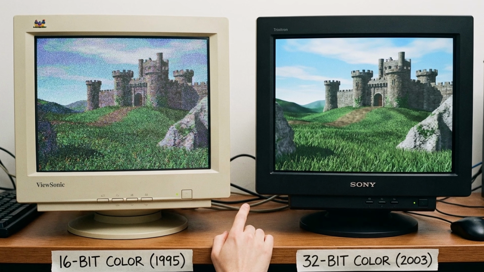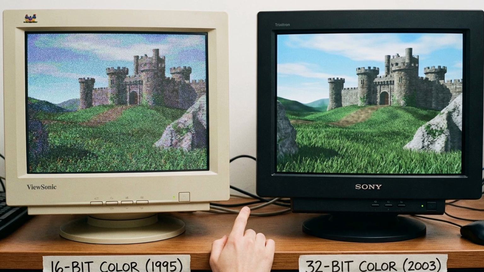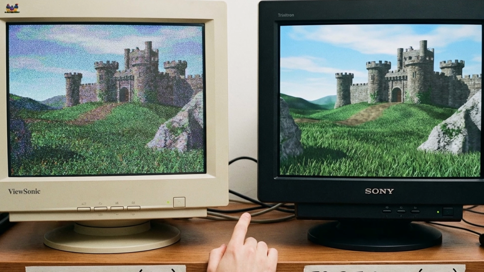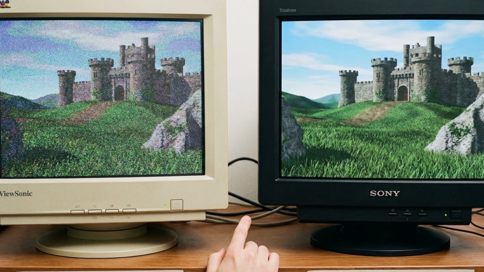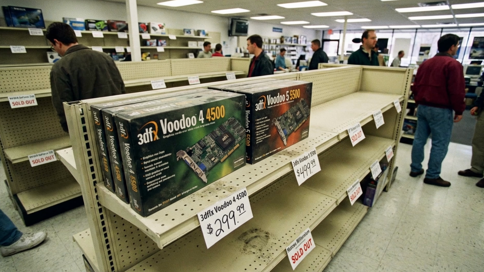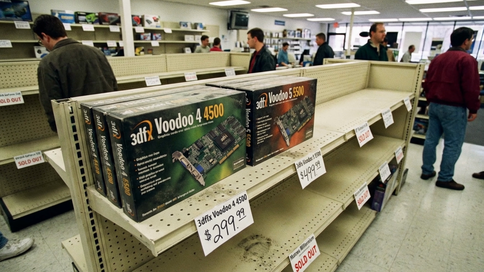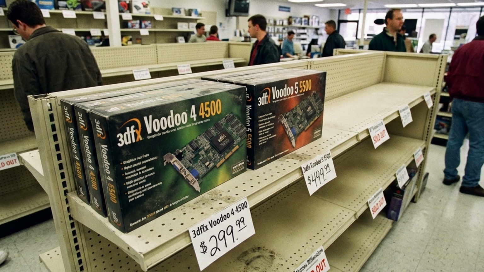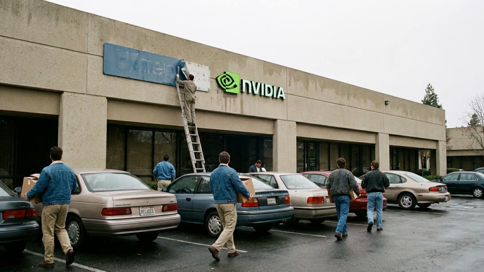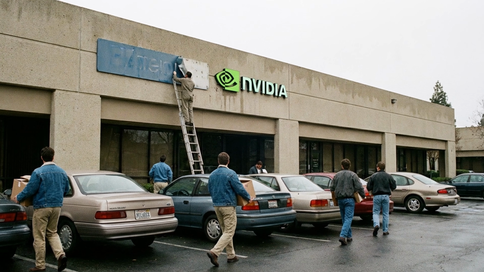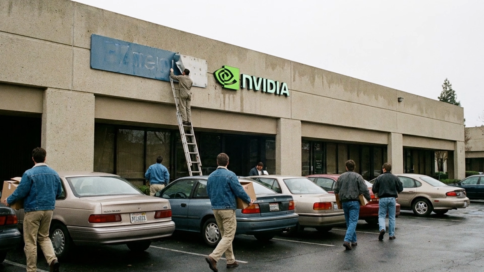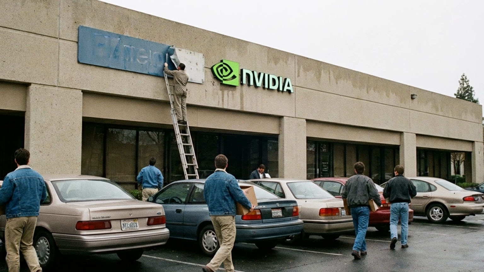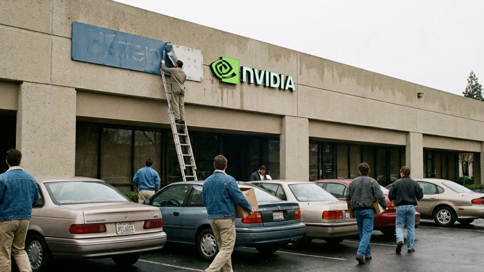3DFX stubbornly depended on its aging Voodoo core architecture for far too long, failing to implement critical modern features like 32-bit color depth and advanced stenciling. After launching the delayed and overpriced Voodoo 4 and Voodoo 5 series, 3DFX found its market share entirely eroded. Facing insurmountable financial difficulties, 3DFX filed for bankruptcy in late 2000, and its assets, patents, and engineering teams were acquired by its fiercest rival, NVIDIA.